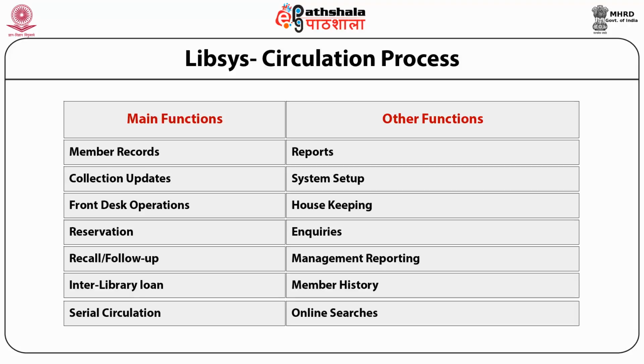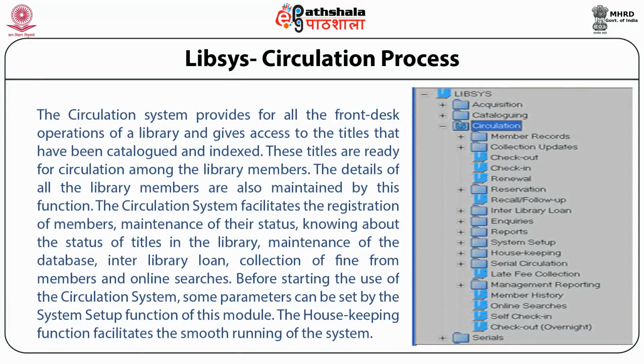The screen shows certain functions of the circulation system which facilitates the registration of members, maintenance of their status, knowing about the status of the titles in the library, maintenance of the database, interlibrary loan, collection of fine from members, and online searches. The circulation system provides for all the front desk operations of a library and gives access to the titles that have been catalogued and indexed.